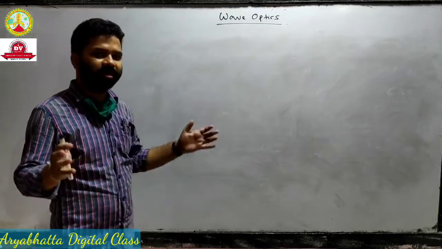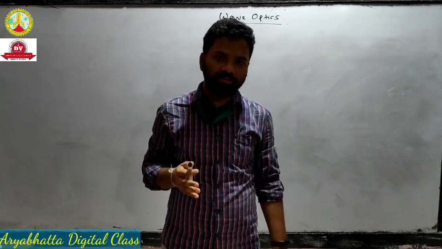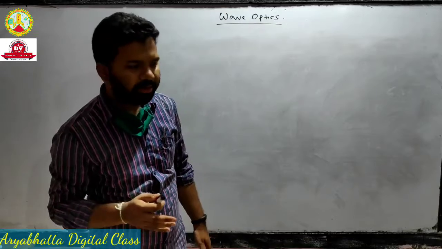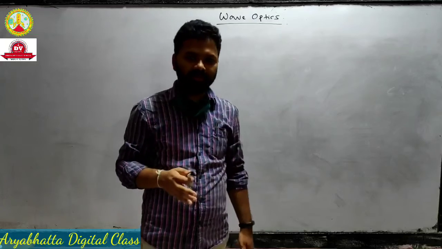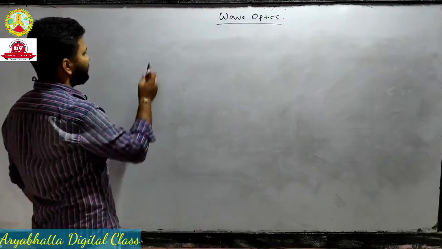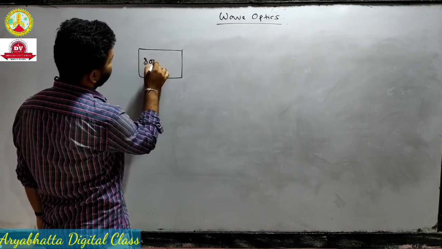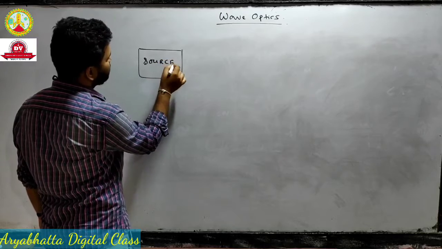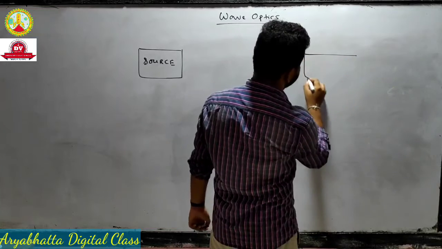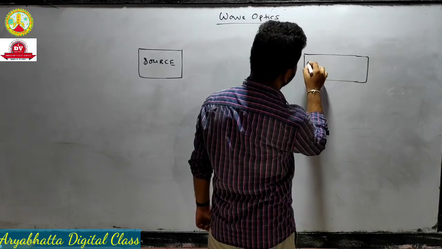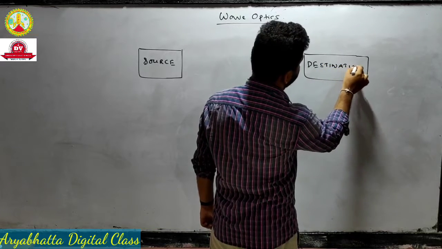What did ray optics tell us? Ray optics says that light consists of particles, and each particle possesses energy, and these particles transfer energy from one medium to another medium. For example, suppose this is the source of light, and this is the destination, the place to which you want to transfer energy or light.